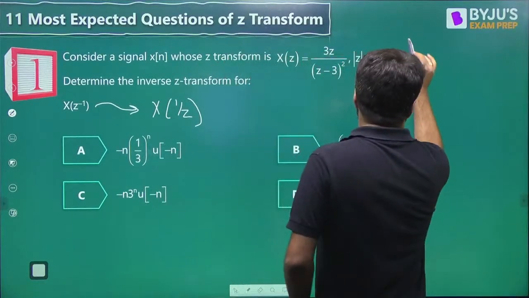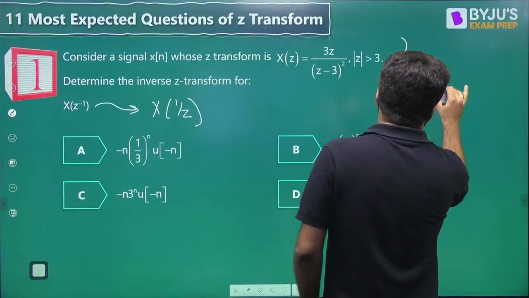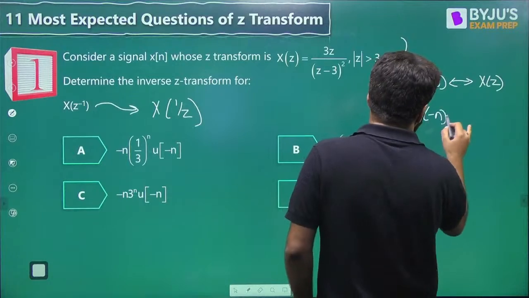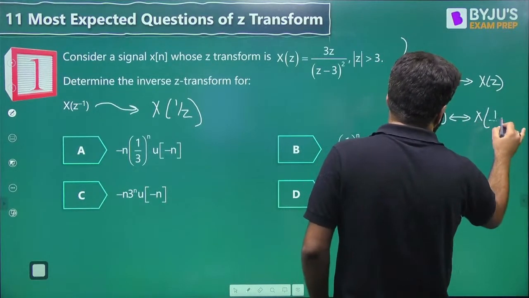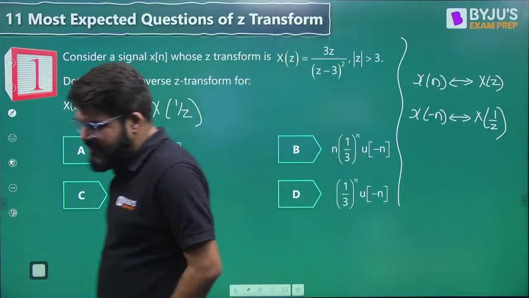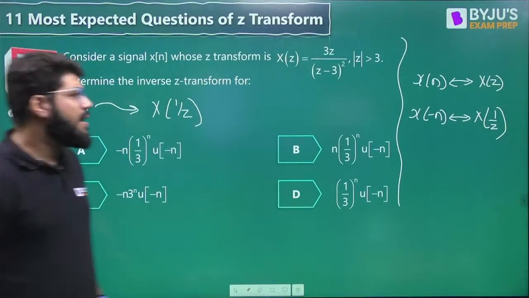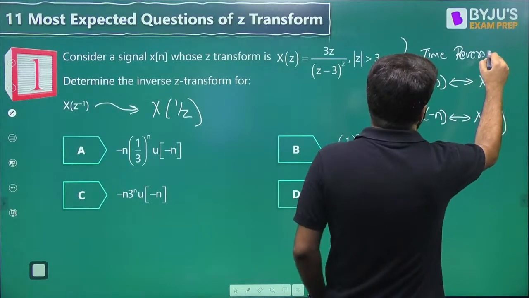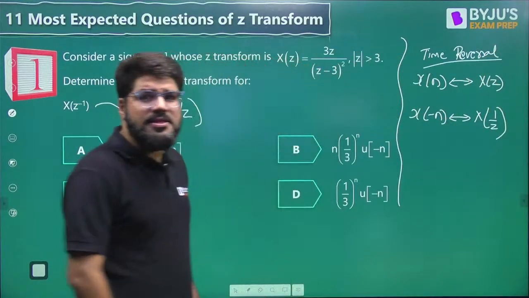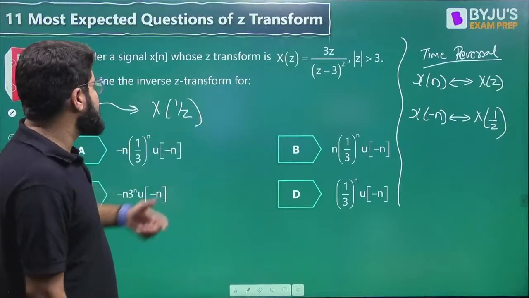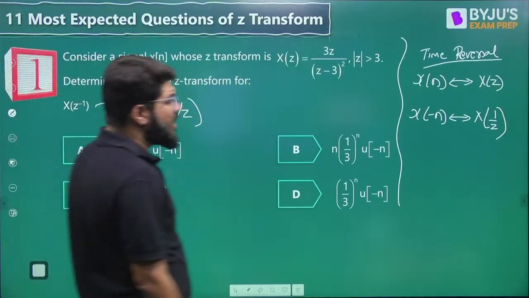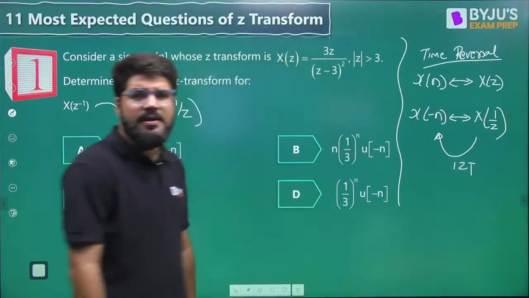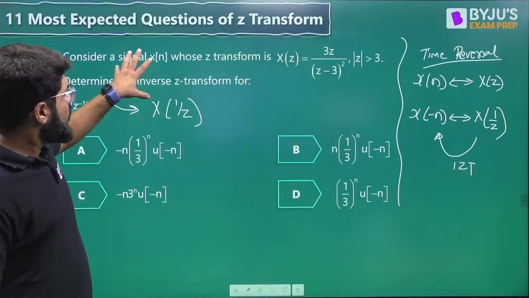You have to recall the property that if x[n] has the Z transform X(z), then x[-n] has the Z transform X of 1 by z. That is the time folding or time reversal property. All properties and concepts we have covered in the previous 2 classes. x[-n] has the Z transform X(1/z), so the inverse Z transform for X(1/z) is x[-n]. So what is x[n] now?